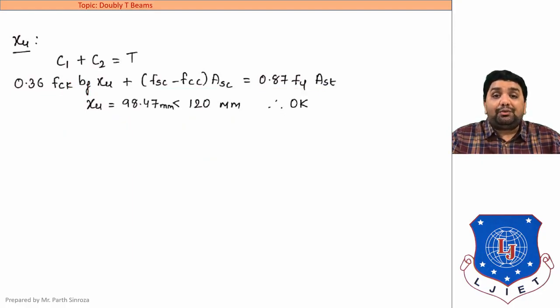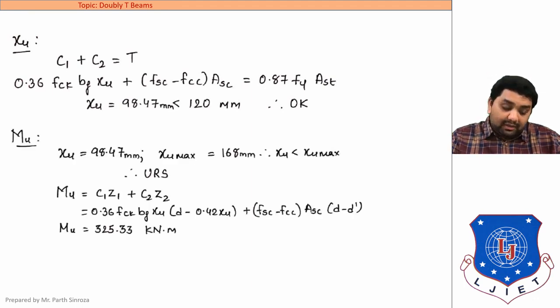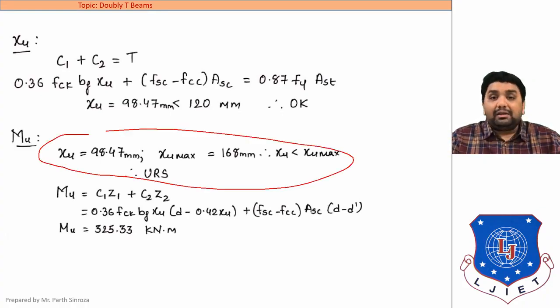Now the question here is to find the moment of resistance. So for finding the moment of resistance, we will always be using the equation Mu equal to C1Z1 plus C2Z2. So now we will be using this equation, that is Mu equal to C1Z1 plus C2Z2. Clear? But before that we will be proving whether it is a URS section or an ORS section, that is under reinforced or over reinforced.